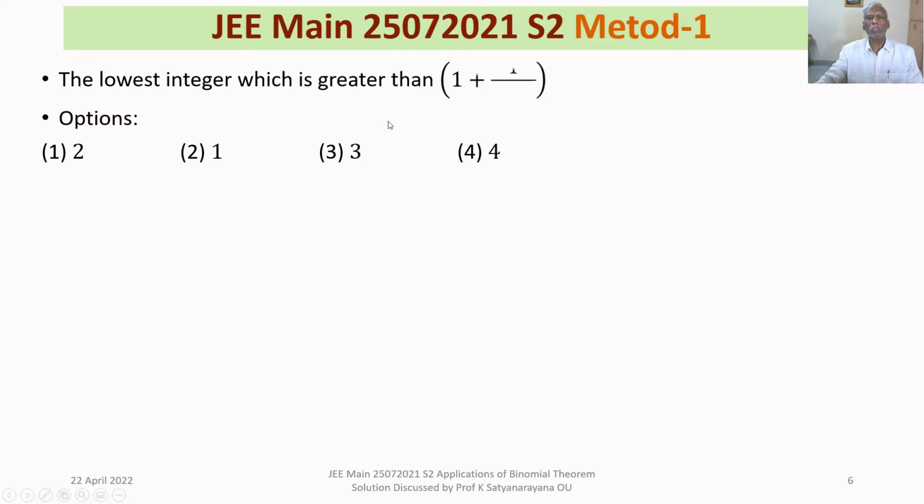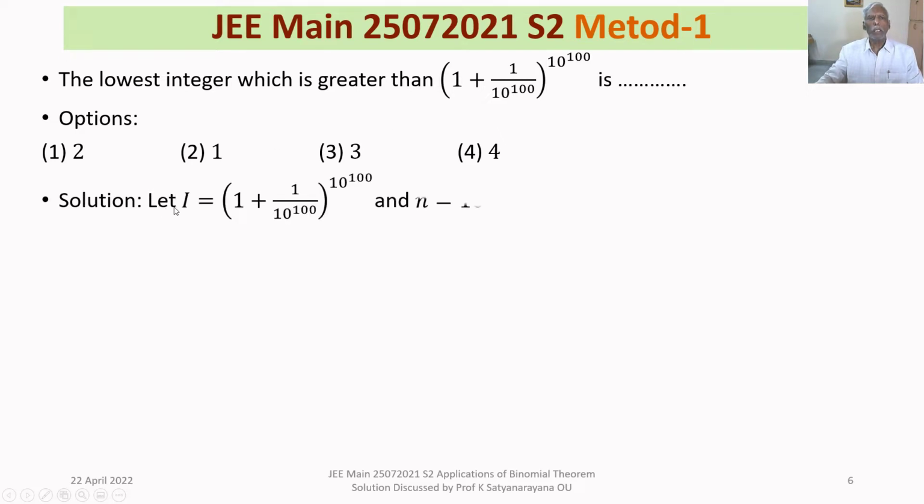Let's now discuss the solution of the problem in detail. Let I = (1 + 1/10^100)^(10^100). Let n = 10^100. Then I = (1 + 1/n)^n. Let us expand this by the binomial theorem.